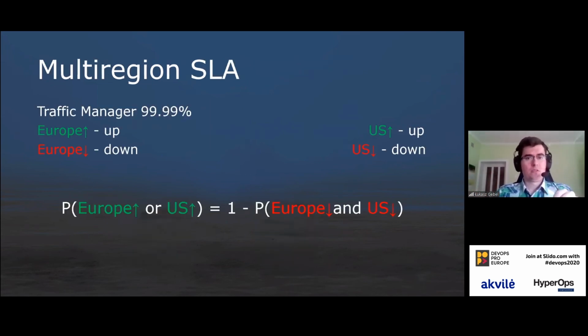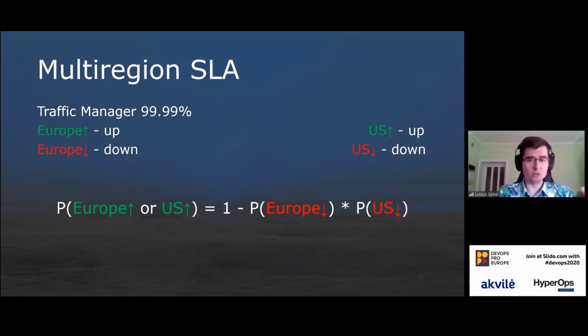Okay, so let's say that we've got Europe and US region, and if our system is up, it means that Europe or US is up. So we can put it the other way. The maximum probability of being up is 1, so we've got 1 minus the probability of Europe and US being down. Because if both regions are down at the same moment, our system is simply down.